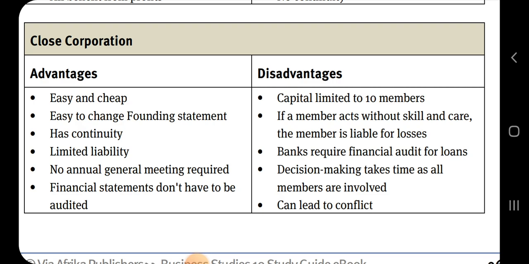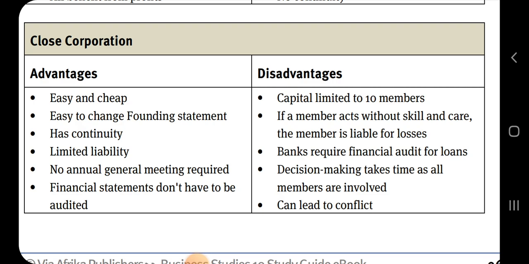And then the downside of it is that capital is limited to 10 members. If members act without skill and care, the member is liable for losses. So all the losses of the business, the members are liable for. The bank requires a financial audit for loans. So in order for them to get loans, their finances should be audited. Decision making takes time as all members are involved. So everybody needs to be consulted before a decision is taken and can lead to conflict.